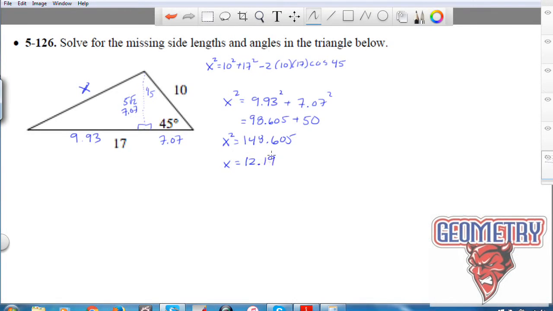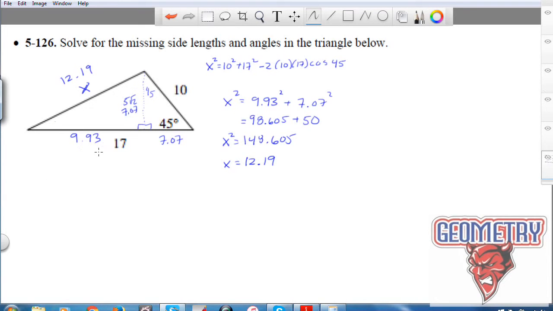I'm guessing if you did the law of cosines, you would get the exact same. So 12.19 here. So there's the side lengths. So a side length of 17, a side length of 10, and a side length of 12.19. Now we have to find the angles. So in order to do that, I'm going to have to find out what one of these angles is in the right triangle, since we have two unknowns here. And we can do that using some inverse trig.